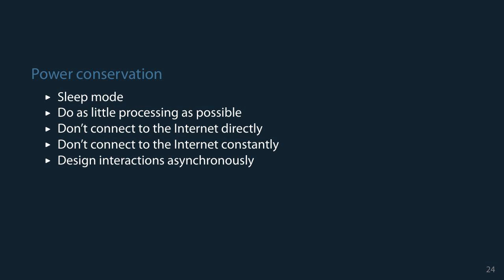So in the designs for IoT devices, power conservation is a paramount constraint, and they do lots of different things to conserve power, such as having a sleep mode, doing as little processing as possible, avoiding direct connections to the internet, or avoiding a constant connection to the internet, and designing interactions asynchronously so that we don't expect a response immediately to an action.